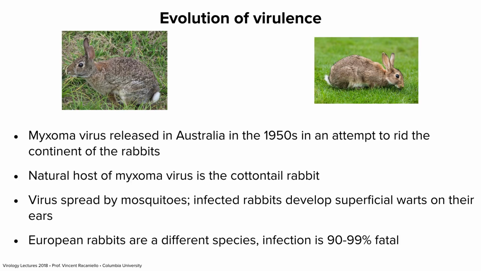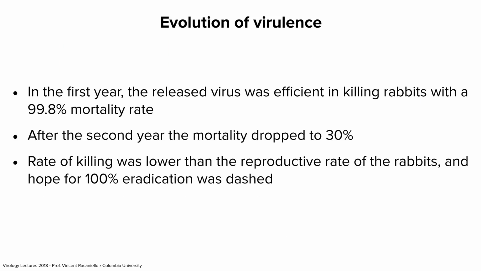The natural host is the cottontail rabbit. It is spread by mosquitoes. These cottontails get superficial warts, but European rabbits, which were introduced into Australia, are not the natural host of this virus, so they're wiped out by infection. So this is a great example of a virus jumping to a new species. In this case, we made it jump because we introduced it to wipe out the European rabbits. The virus has been existing with cottontails for many years, so it has apparently evolved to be less virulent, or so we think.